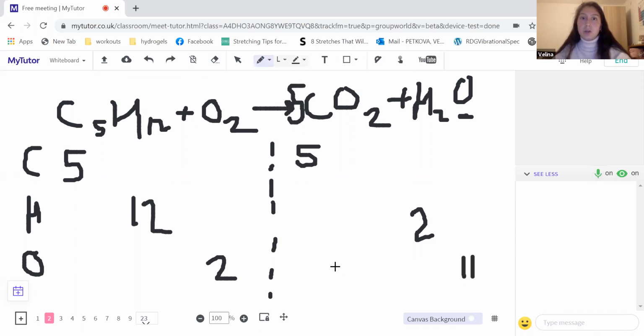Okay, so the next thing to do is balance our hydrogens. On the left hand side we have 12 hydrogens, but on the right hand side we have 2. So in front of our H2O, in front of our water, we're going to put a 6. What's that going to give us? 6 times 2 is going to give us 12 hydrogens.